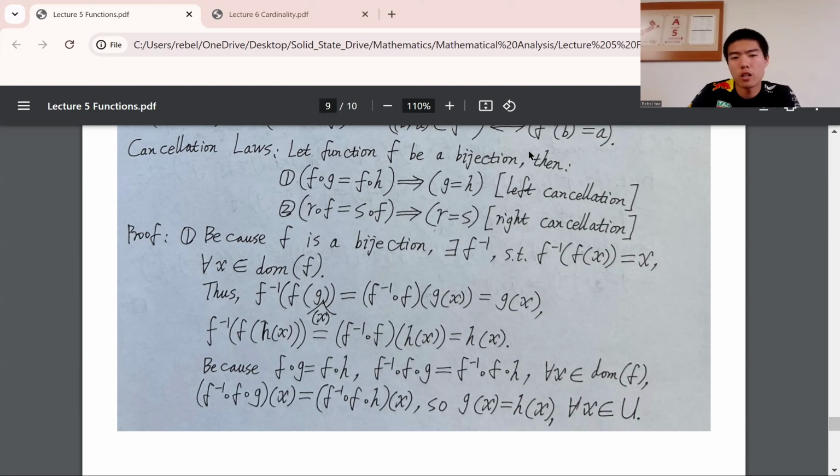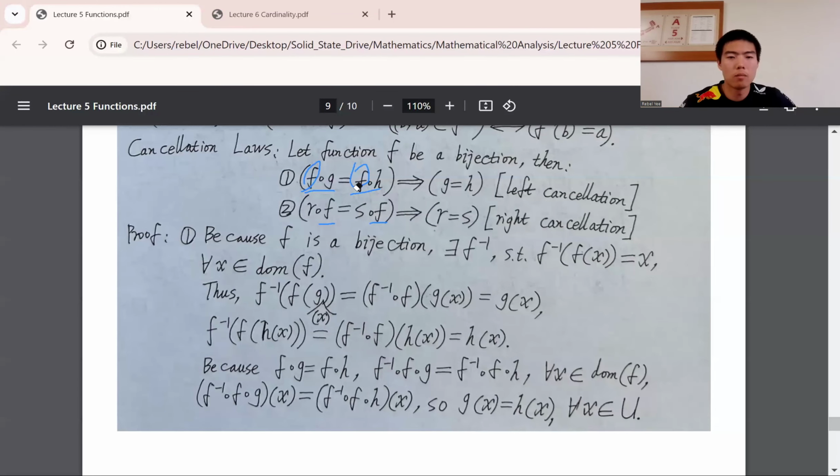First, if the bijection is on the left hand side and is composed with another function, and this is equal, then g is equal to h. This is called left cancellation because we cancel out the bijection function f on the left hand side. And if it's a right cancellation, then we are doing f on the right hand side, and if their compositions with r and s are equal, then r is equal to s.